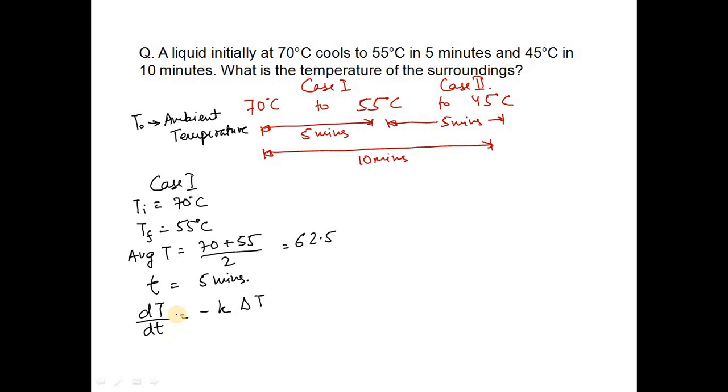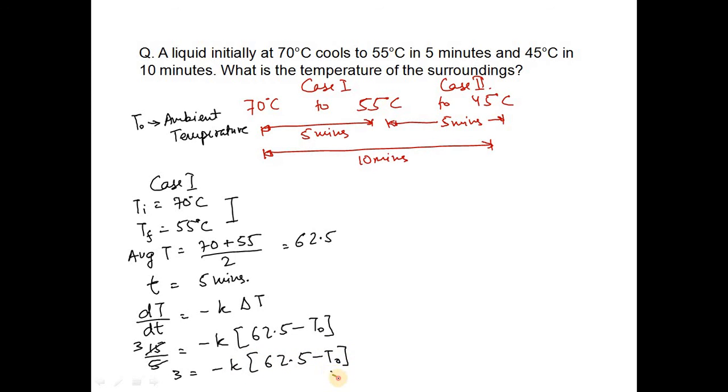Putting in the values, what is dT, the temperature difference? 70 minus 55, the temperature difference is 15. What is the time? Time is 5 minutes. Minus k, leave it as it is. Del T. What is del T? Del T is the average temperature of the body, 62.5, minus the ambient temperature T0. So this will give me 15 by 5, which is 3, equal to minus k times (62.5 minus T0). This is my equation 1.